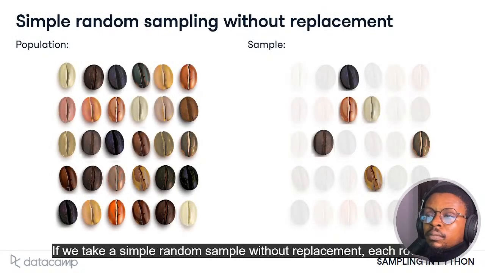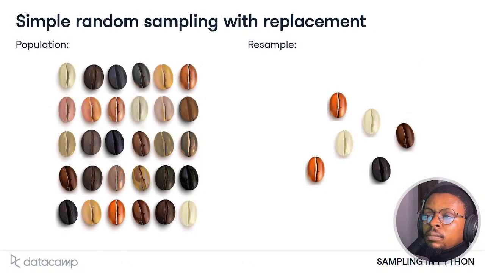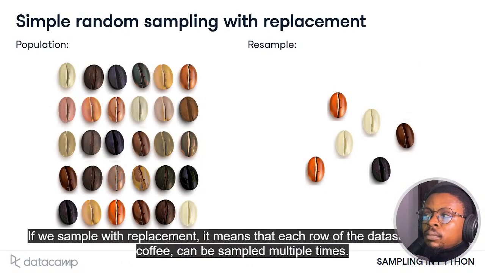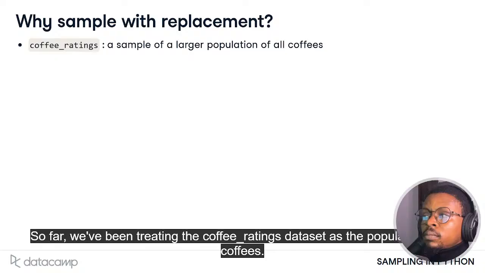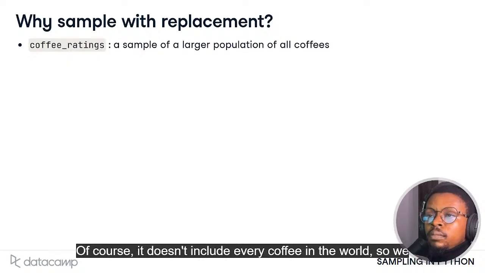If we take a simple random sample without replacement, each row of the dataset, or each type of coffee, can only appear once in the sample. If we sample with replacement, it means that each row of the dataset, or each coffee, can be sampled multiple times. So far, we've been treating the coffee ratings dataset as the population of all coffees. Of course, it doesn't include every coffee in the world, so we could treat the coffee dataset as just being a big sample of coffees.